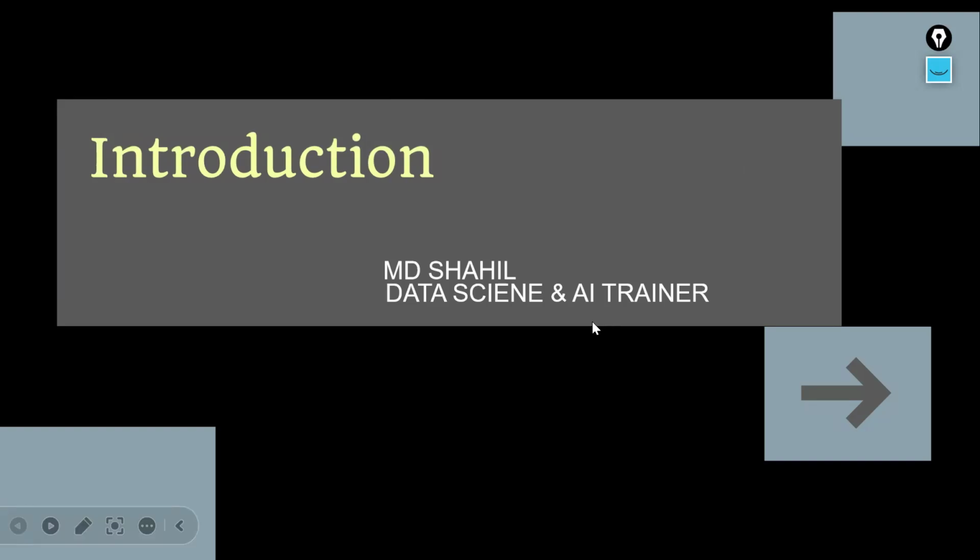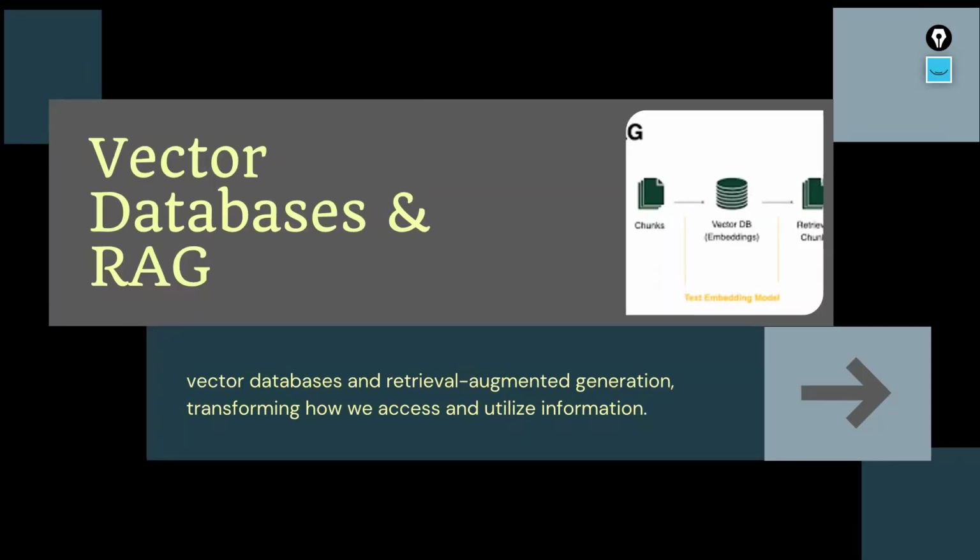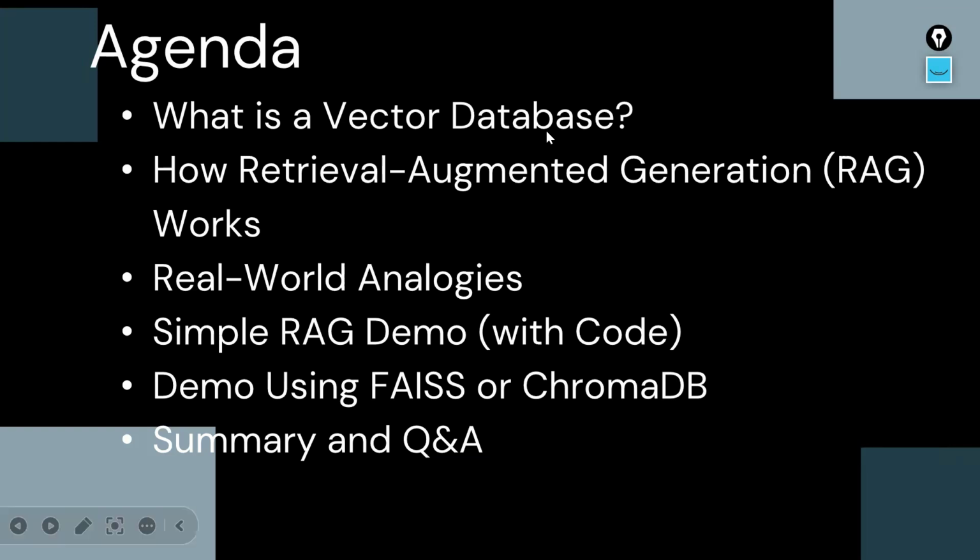So today in this class, we learn the key concepts of RAG and vector database. Today in this section, we will learn about vector databases and RAG. So what is RAG and a vector database? Today's agenda: what is a vector database, how we can use RAG, what RAG architectures we have used, what real analogies we can use, and a simple RAG demo code with the help of a vector database like FAISS or ChromaDB. And at the last we have a summary and the Q&A session. Okay, so now let's start.